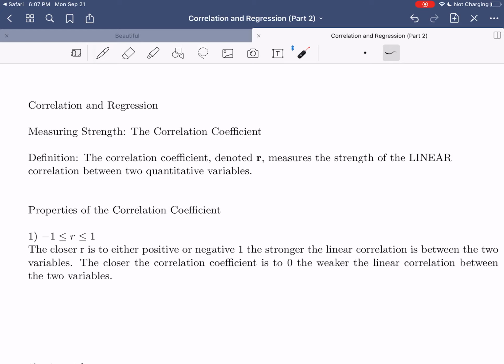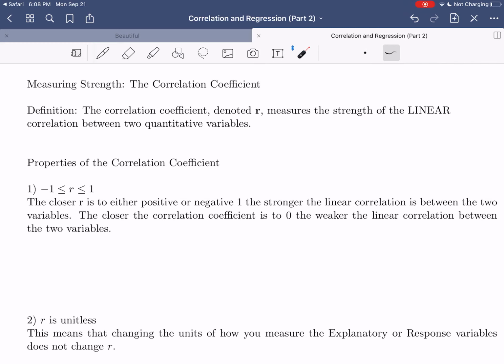All right, let's talk about a couple quick properties of the correlation coefficient and then talk about how we're going to actually calculate it. So the first property of the correlation coefficient is that when you calculate it, you're always going to get a value between -1 and 1. So correlation coefficients are always decimal values between -1 and 1. The way we understand the correlation coefficient is that the closer R is to either positive or -1, the stronger the linear correlation between the two variables. The closer the correlation coefficient is to 0, the weaker the linear correlation is between the two variables.